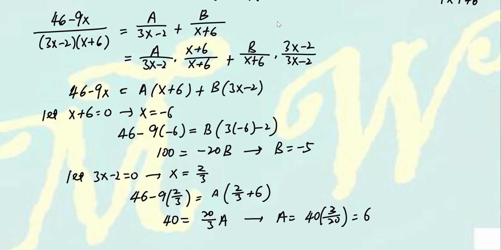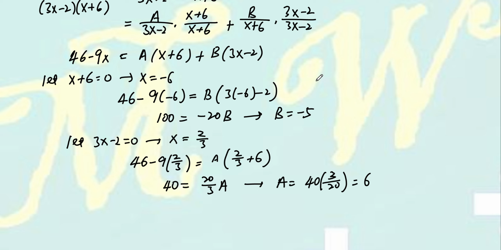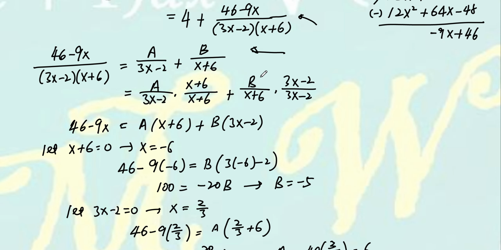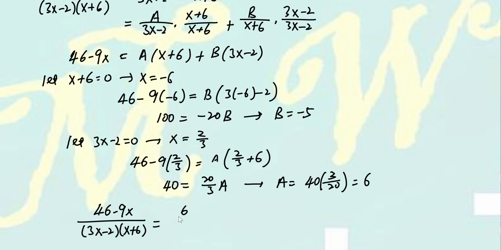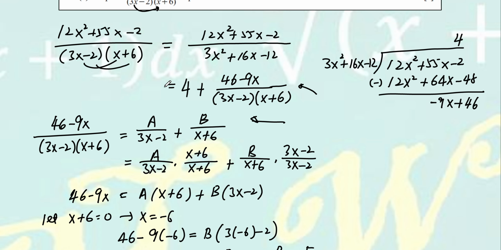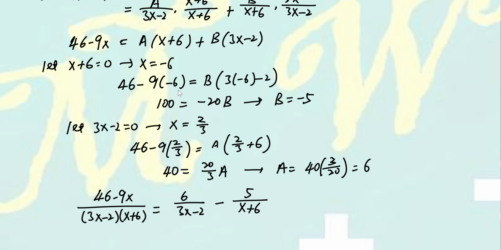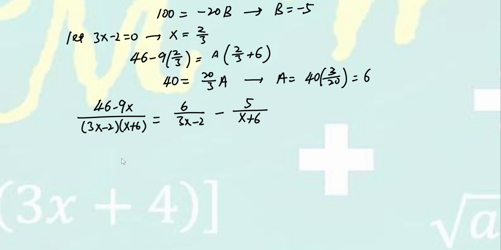Once you have found the a and b, substitute back into the 46 minus 9x, the proper rational function. So it will be a over 3x minus 2. Your a is 6, so 6 over 3x minus 2 plus b. But the b is minus, so plus and minus becomes minus. Now this is not yet the final answer. You need to plus 4. Okay, here. Right? So just copy back the question, 12x squared.